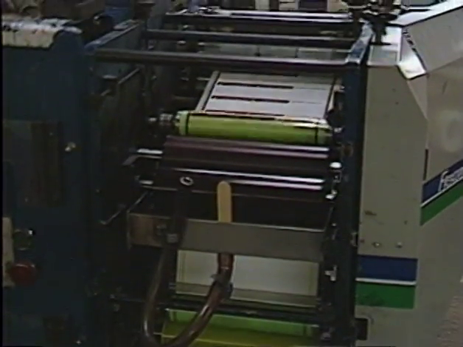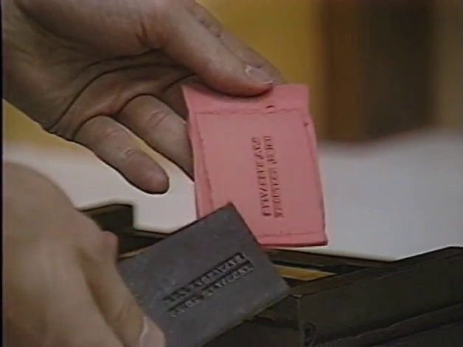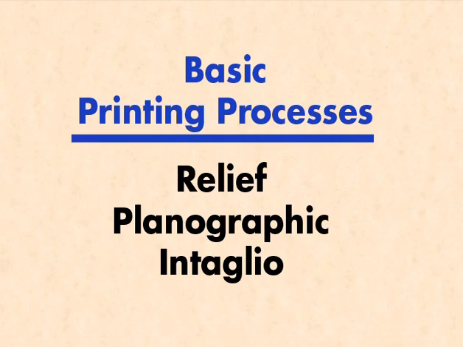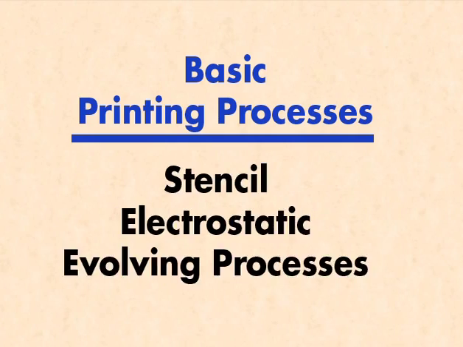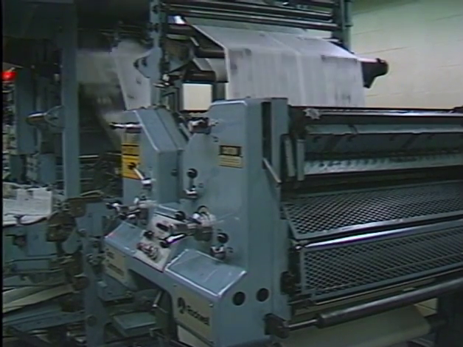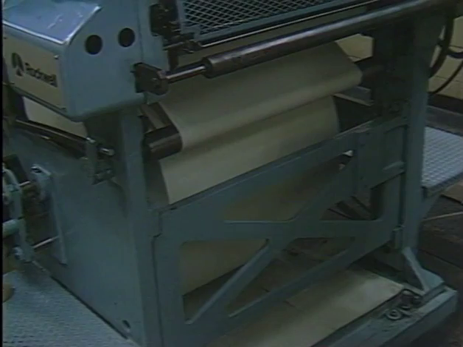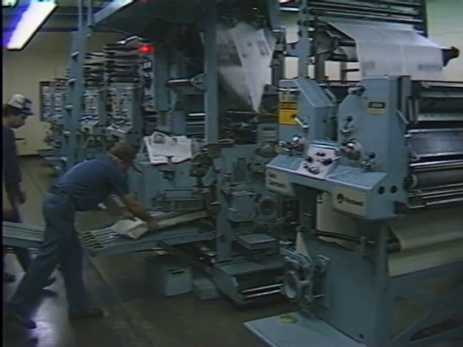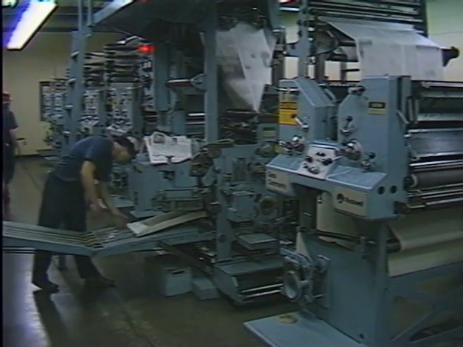One convenient method of classifying the processes is by the following broad categories: relief, planographic, intaglio, stencil, electrostatic, and evolving processes. Most of the printing processes are identified by more than one name, the result of evolution of the printing methods over a long period of time.